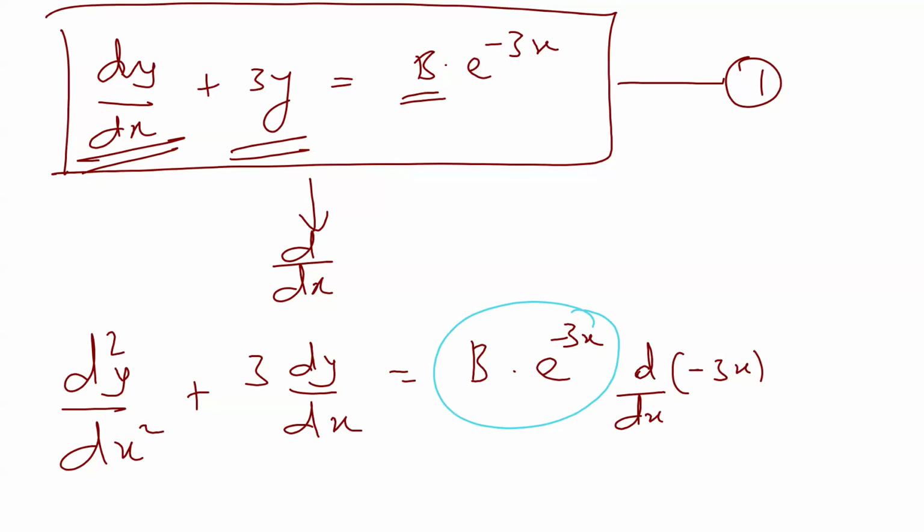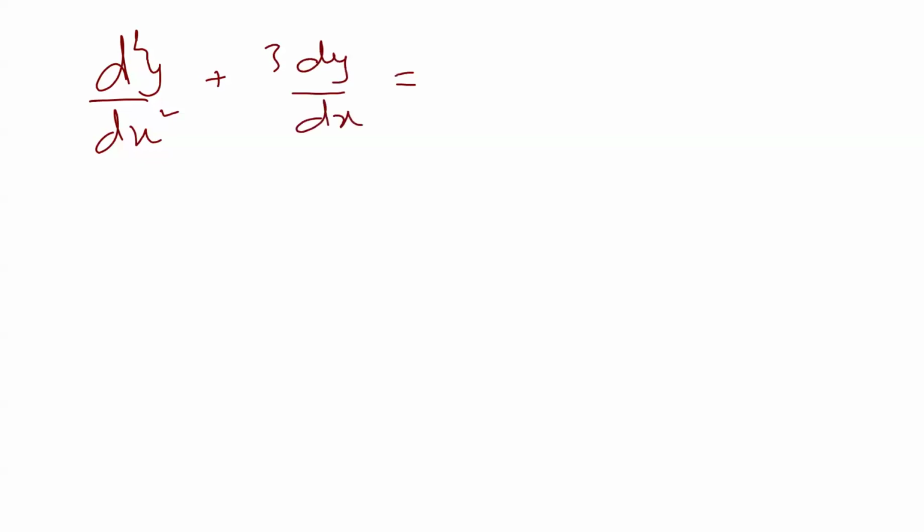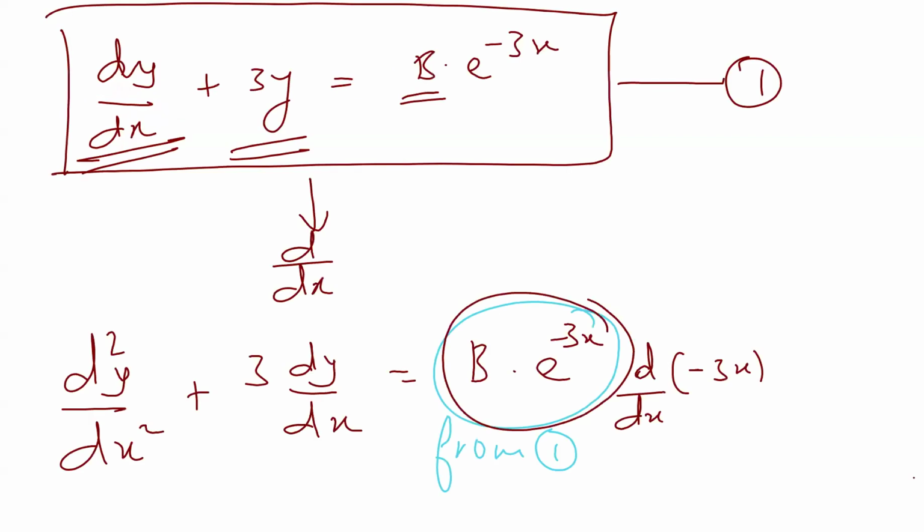We don't require b and all. So what is b e raised to minus 3x? This value do we have? Yes. So that's the reason why I marked it equation number 1. So from 1, we'll get this value. So substitute that value. d square y by dx square plus 3 dy by dx equal to this value, dy by dx plus 3y.